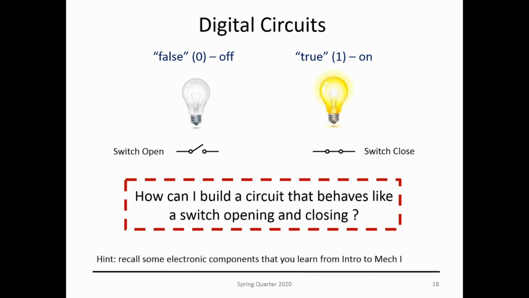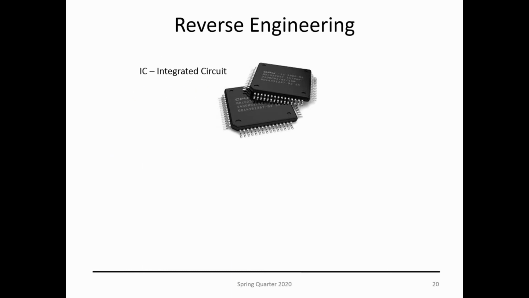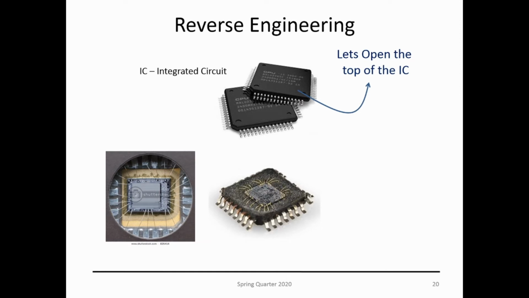Alright, so if you recall Intro to Mech 1, let's do a little bit of reverse engineering. Let's open the top of this IC, let's peel it, and this is what you see: a bunch of wires connecting something that is here to the outside pins, the pins that we can see and have access to.